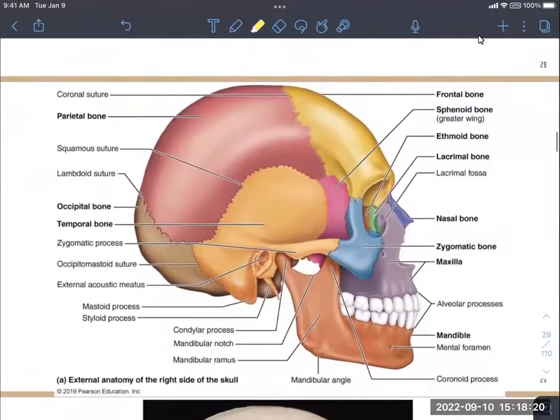So this orange, the lighter orange, is your temporal bone. So you can see we have our zygomatic process. That makes up part of that cheekbone. We have that mastoid process. We have that styloid process. The styloid is more of a short point. The mastoid is bigger.